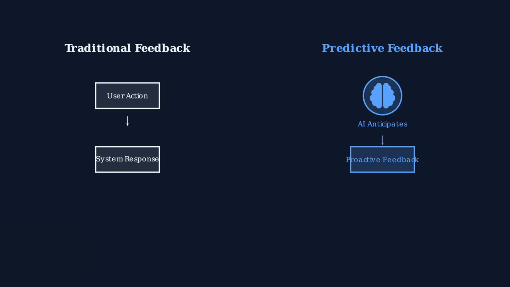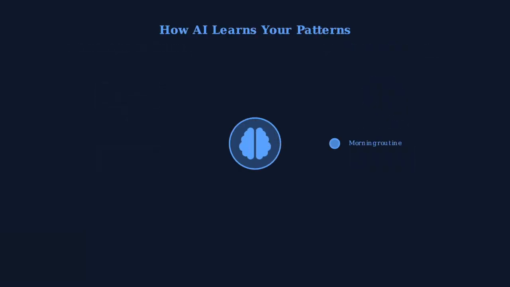They wait for you to do something, then respond. But predictive systems use artificial intelligence to learn your patterns and provide feedback before you even ask for it. How does this work? AI systems continuously learn from your behavior patterns, preferences, and context. They build a model of your habits to predict what you'll need next.